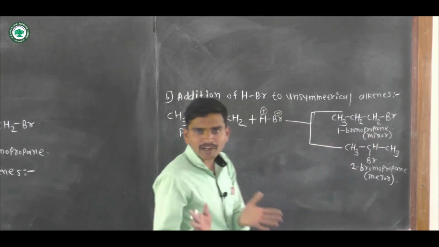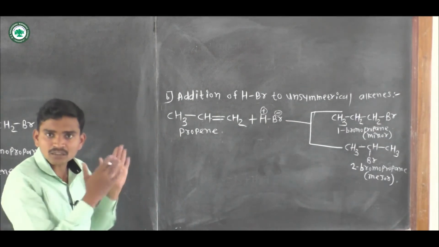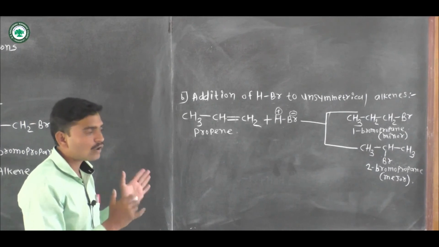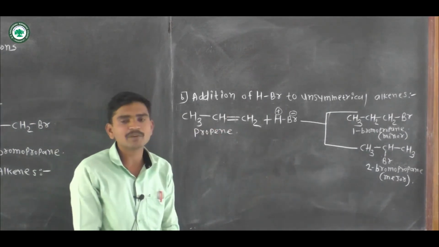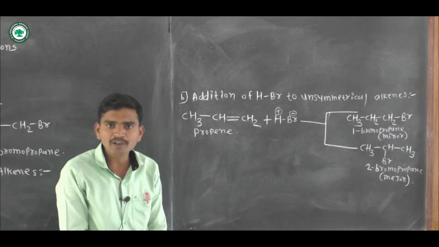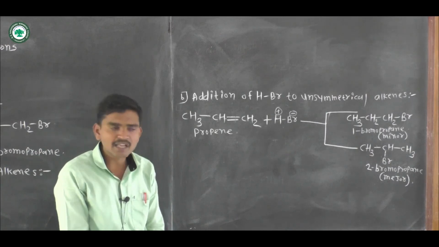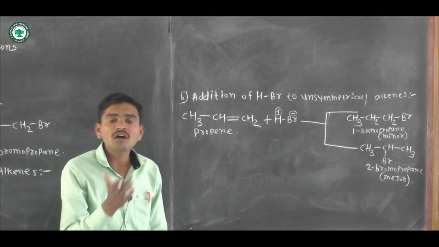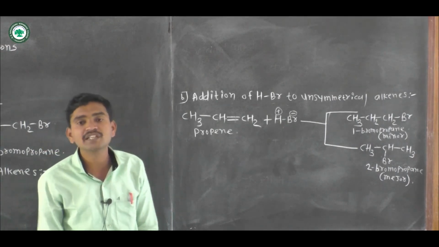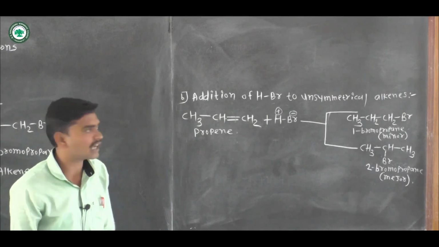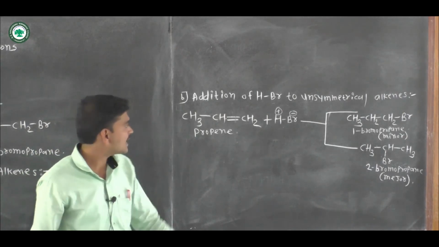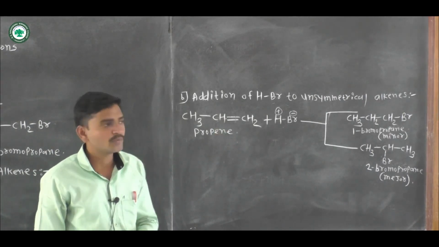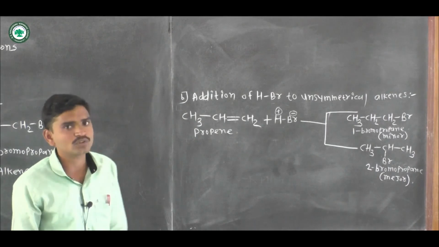Major and minor product in the unsymmetrical alkene are decided depending on the unsymmetrical reagent and unsymmetrical alkene. It depends on Markovnikov's rule, which states that when an unsymmetrical alkene is added to the unsymmetrical reagent, the negative part of the reagent gets attached to that carbon which has less number of hydrogen atoms.